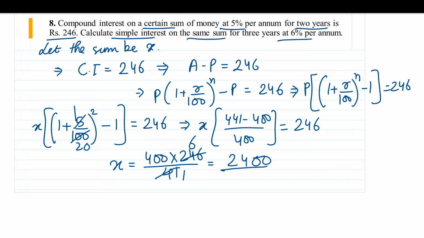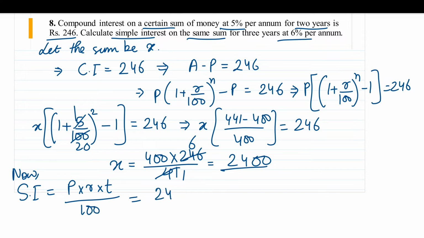Right. So this is the amount. So now let's calculate the simple interest. So simple interest, that is what they have asked. So we can write now SI is P into R into T upon 100. That is P is now 2400 into R is 6% per annum, and time is 3 years, upon 100.